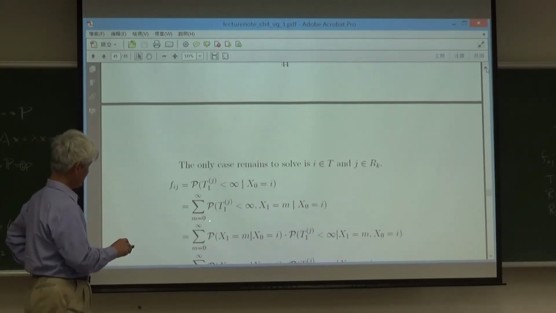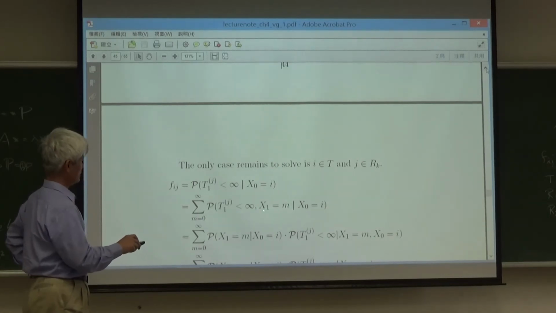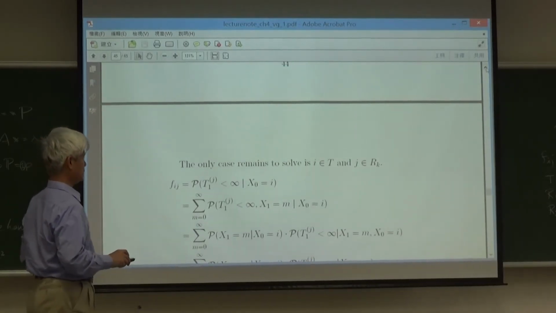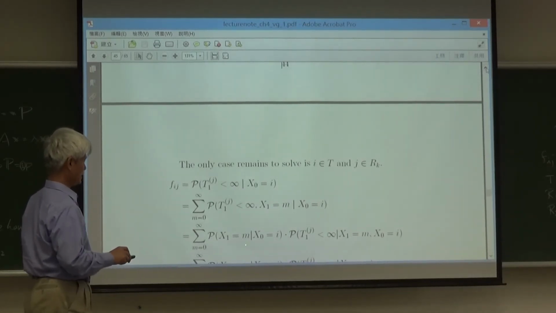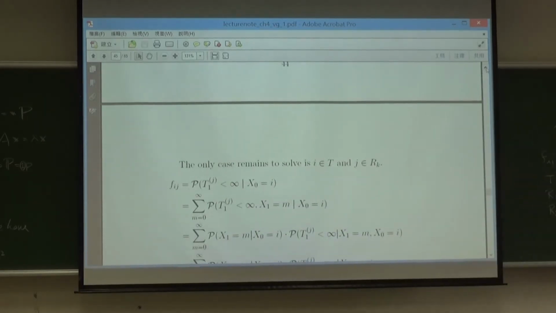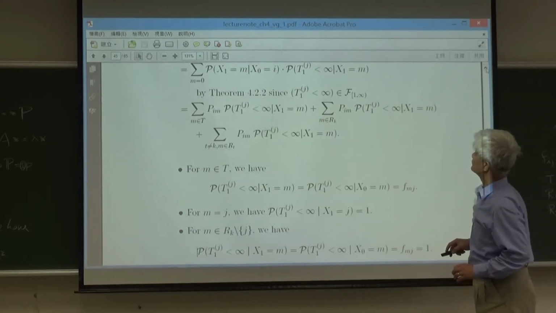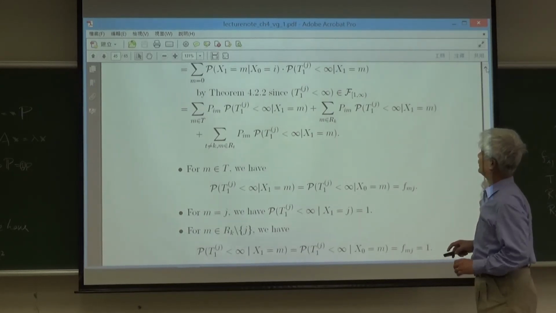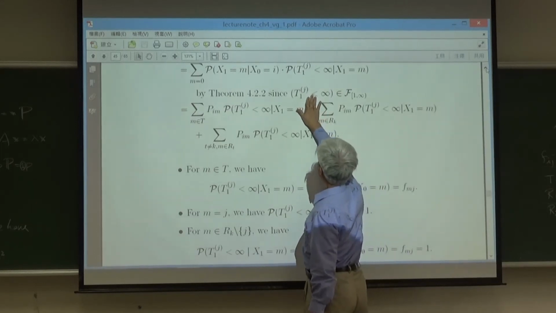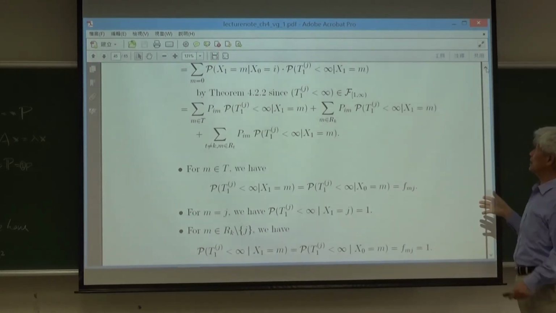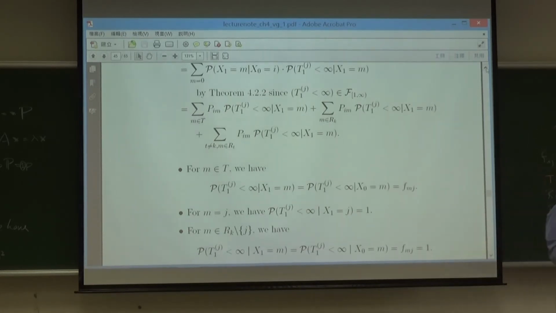So by the total probability theorem, we just partition on the first state, the state at time 1, and then apply the Markov property, just like the Bayesian theorem. All right. So by the Markov property, because this event depends only on the future, we can omit the X0, right?